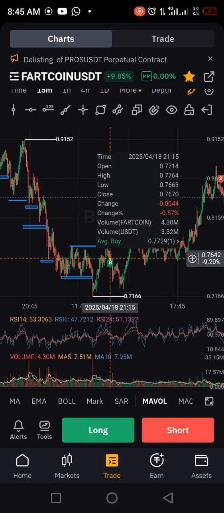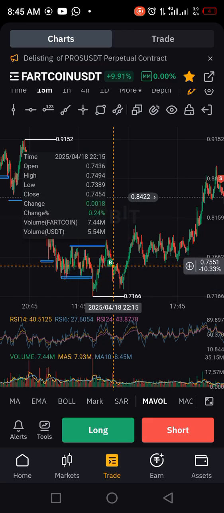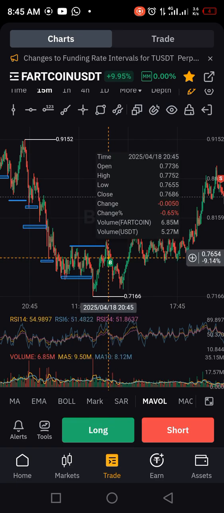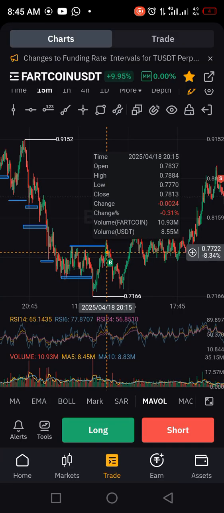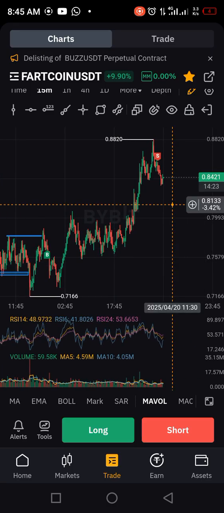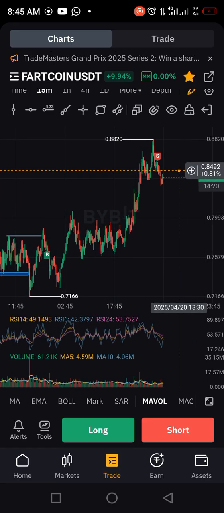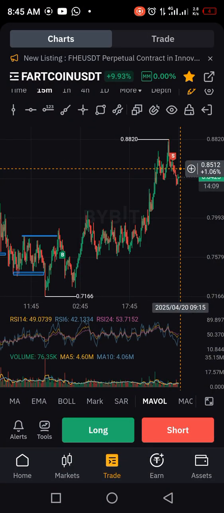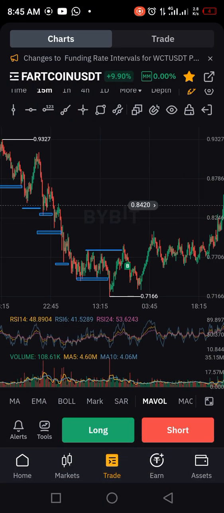Now, for me, in my own case, I didn't wait for it to come down to this zone right here. I just entered because I didn't want to miss the trade. I had to enter very fast. Now, this is it. I entered around 0.77 something, around this zone right here. And the market pumped all the way to 0.85. You can see right here, I entered at 0.7729 and the market pumped to 0.8557. You can see, guys, this is how to trade. I just used this Bybit to do the analysis for those of you that don't have TradingView, right?